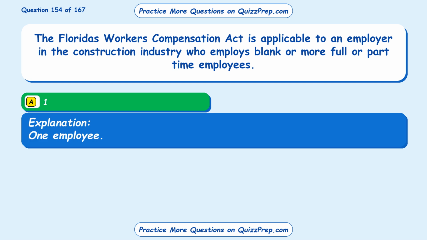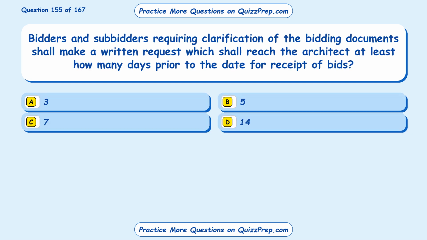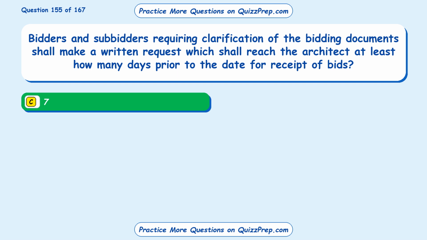1 employee. Question 155. Bidders and subbidders requiring clarification of the bidding documents shall make a written request which shall reach the architect at least how many days prior to the date for receipt of bids? Option A, 3. Option B, 5. Option C, 7. Option D, 14. The correct answer is option C, 7.